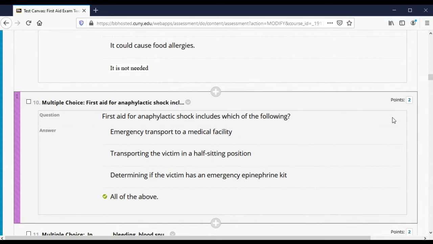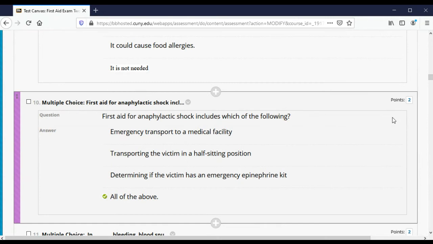First aid for anaphylactic shock includes which of the following? Well, first of all, to answer that question, you have to know what anaphylactic shock is. Anaphylactic shock is shock due to an overwhelming severe allergic reaction. So severe to the point where the blood pressure is dropping, the airway is shutting down, and it's a life-threatening emergency. It's not just a little itching, hives and rash and runny nose.